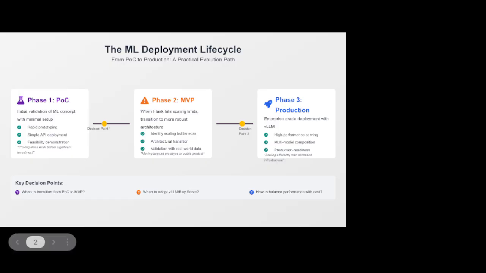When we talk about the machine learning deployment lifecycle, the journey starts from POC to production, and the practical evaluation path, as we've just discussed, has three phases. In the POC phase, we are able to do rapid prototyping. We can simply deploy a simple API at a Flask endpoint, and we can demonstrate the feasibility of our ideation, that the idea we have thought about is functionally feasible.